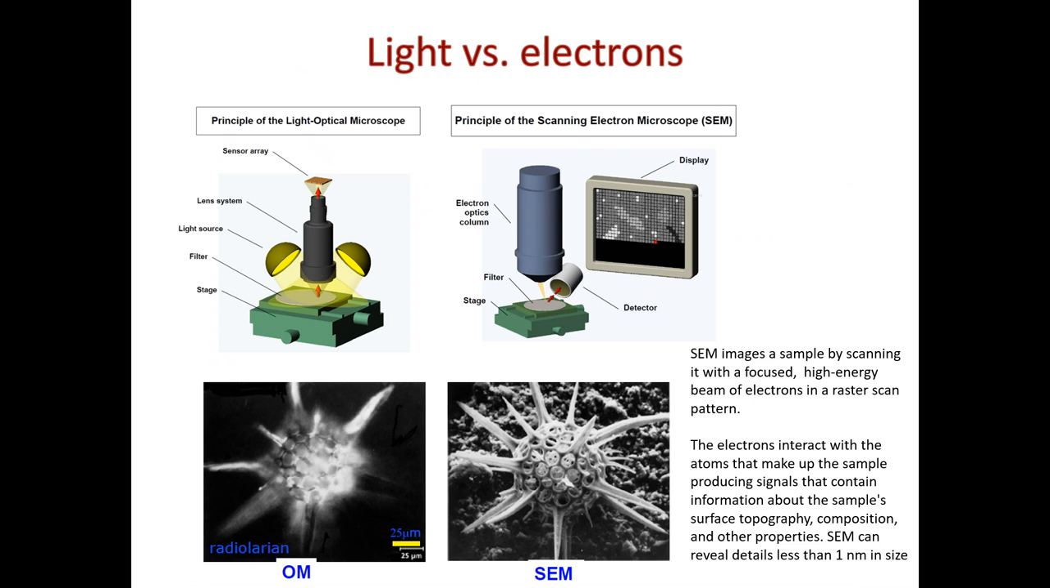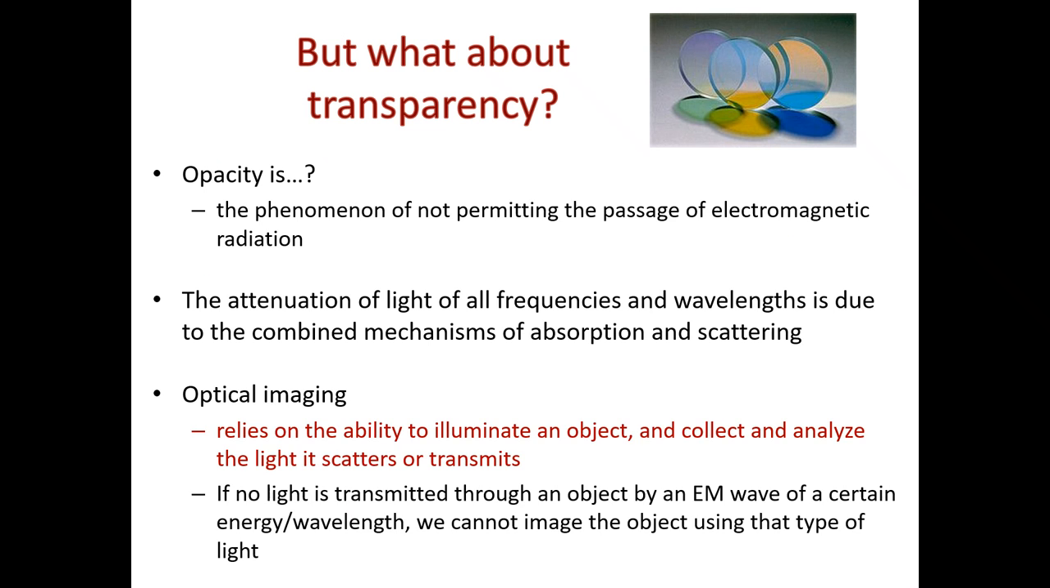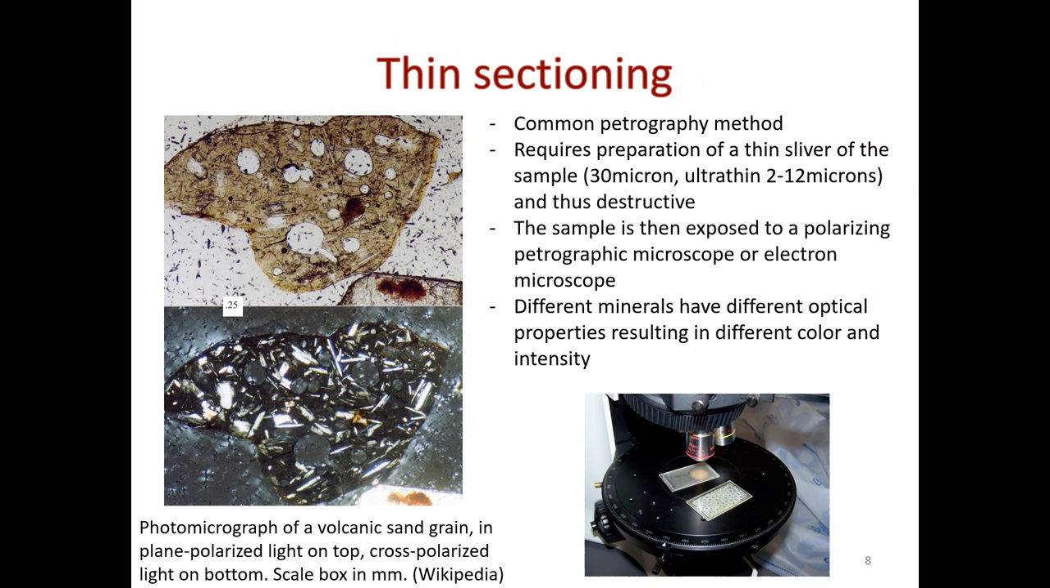Okay, so again, I talked about this last time. Thin sectioning is one of the most traditional methods, just a brief review. That's basically polishing a surface, taking a very thin sliver of, for instance, sandstone, putting it onto glass slides, and then using a microscope to look at the images. And by polarizing light, one can actually produce different types of images that reveal different details in mineralogy.